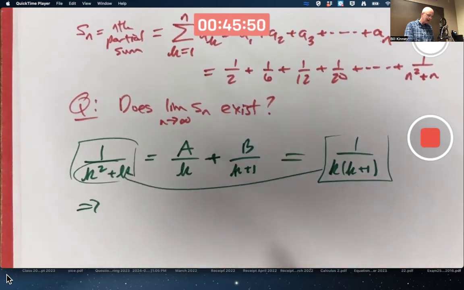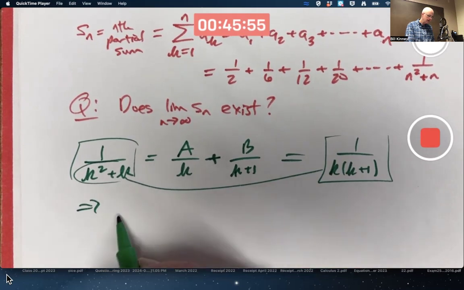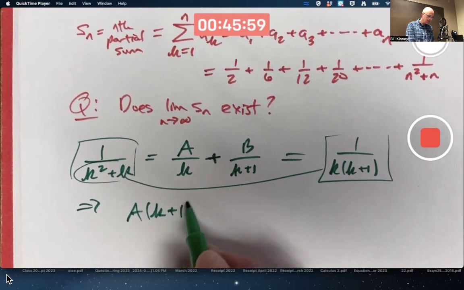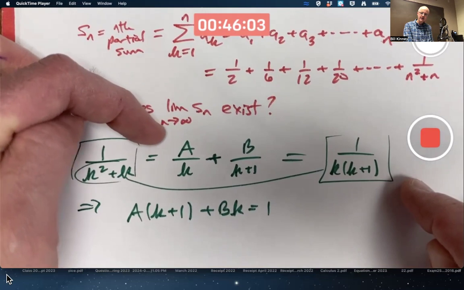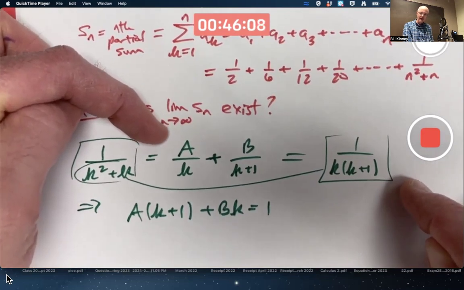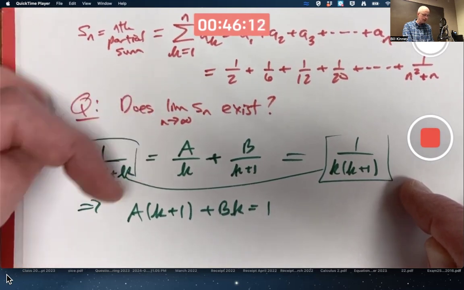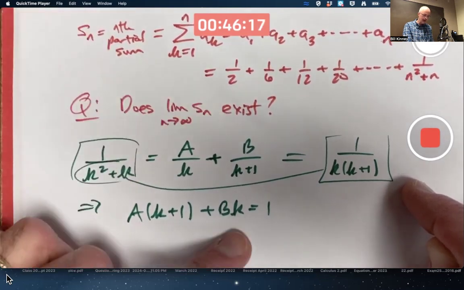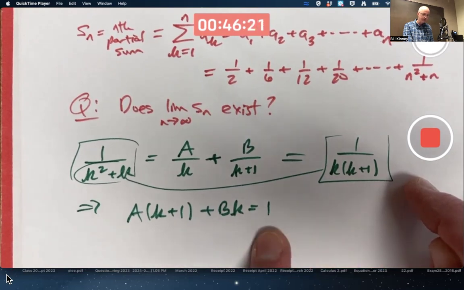So multiply both sides by that common denominator of K times K plus 1, getting A times K plus 1 plus B times K equaling 1, right? Looking at these two things here. Multiply both sides of that equation by K times K plus 1. K's cancel in this term, giving you a K plus 1. K's plus 1's cancel in this one, giving you a K. And you get complete cancellation of the K and K plus 1 here, giving you a 1.